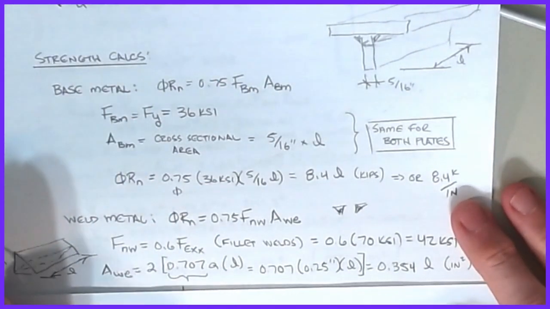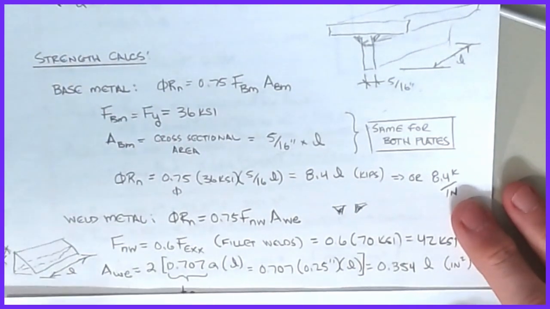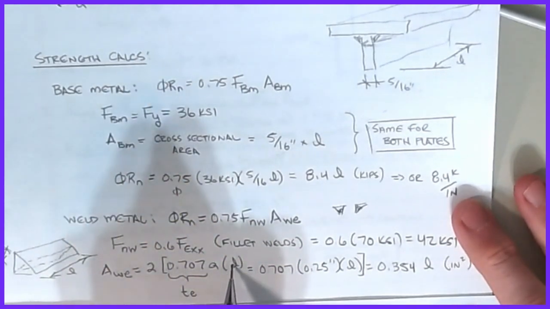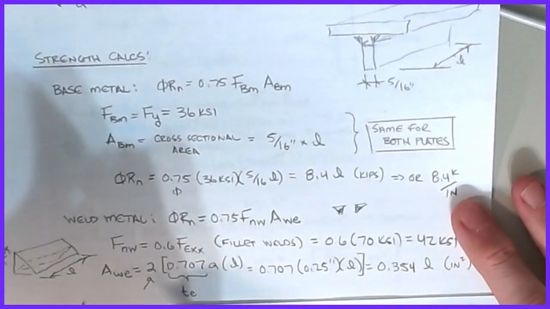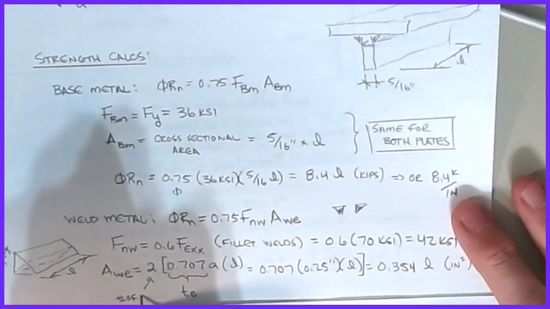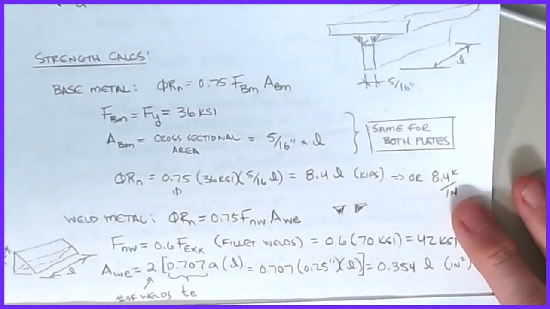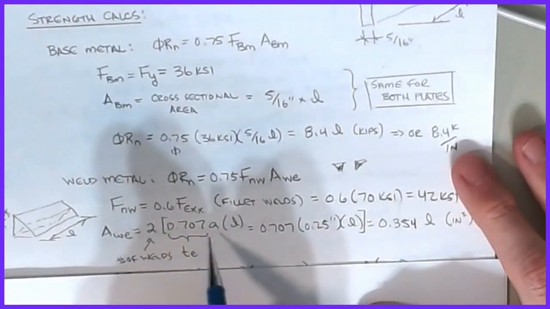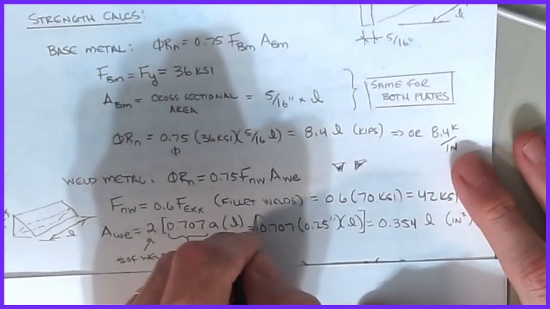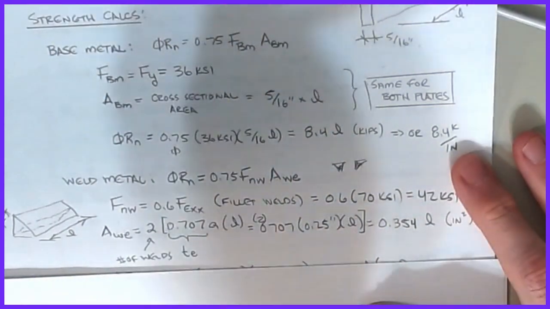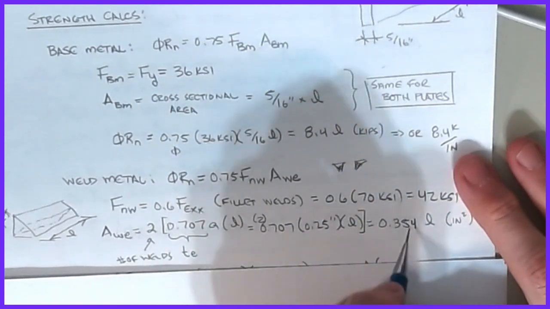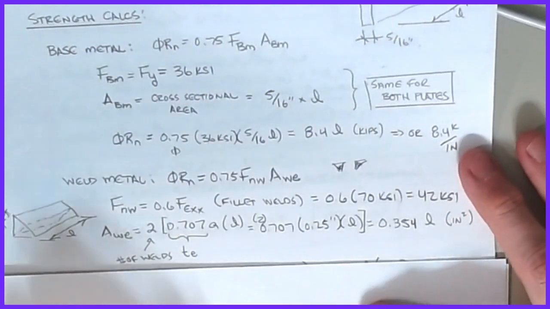Again, we said that this distance was TE, multiplied by L, and then we're off to the races. So the area of the weld is TE times L. That's what we just said. And then I get this 2 because that's the number of welds there. If I plug in all of this information, I've got everything that I need. 0.707, I got to get a 2 in there, left that off. 0.707 times 0.25 inches times L gives me 0.354 times L.